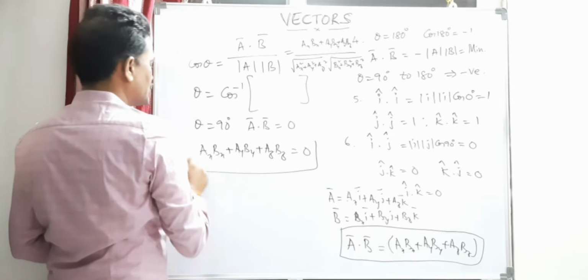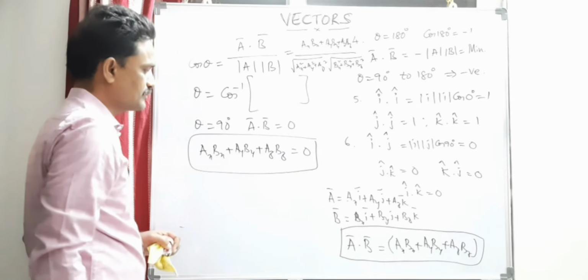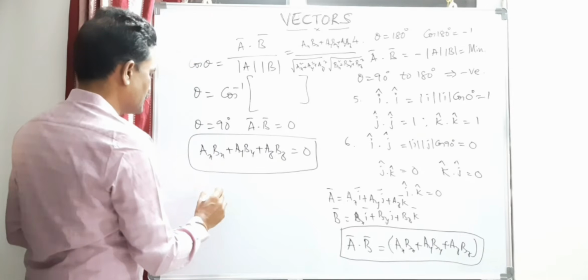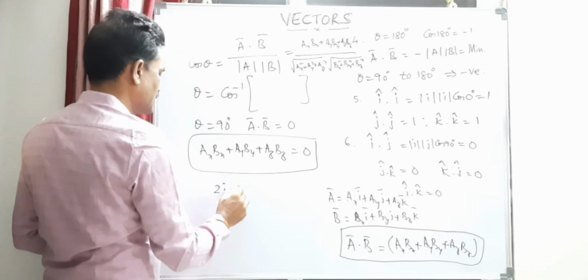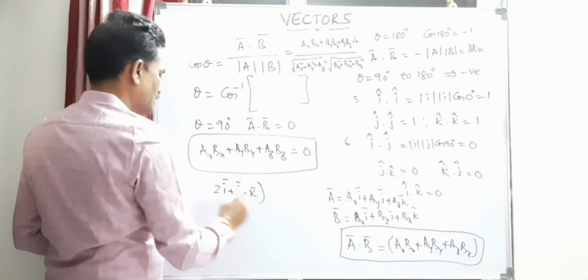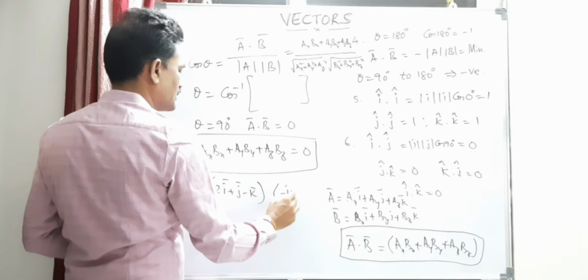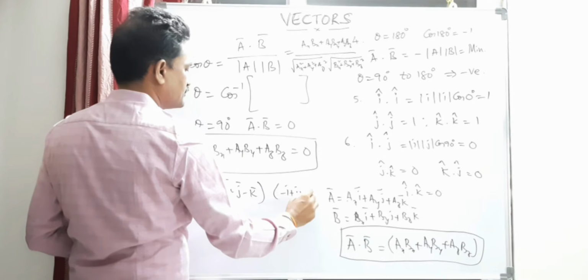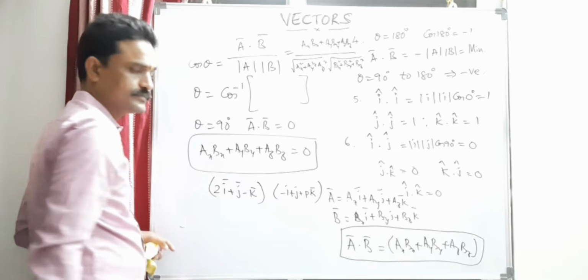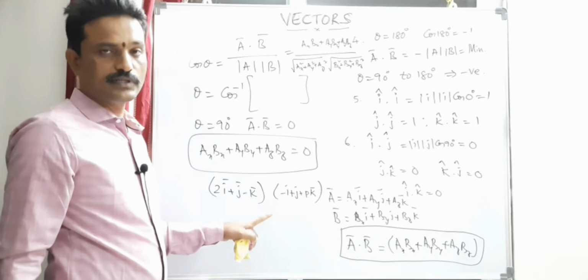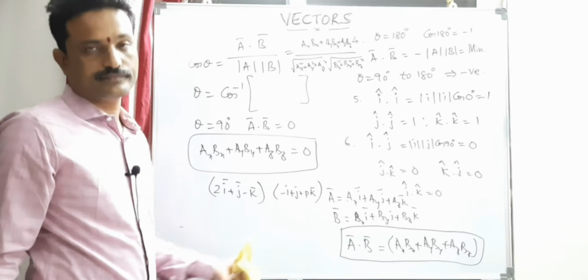There will be a 2 marks question in the entrance exams. He will give you two vectors. For example, one vector is 2i plus j minus k, and another vector he will give something like minus i plus j plus pk, like this. You will say these two vectors are mutually perpendicular to each other. Find out the value of p.